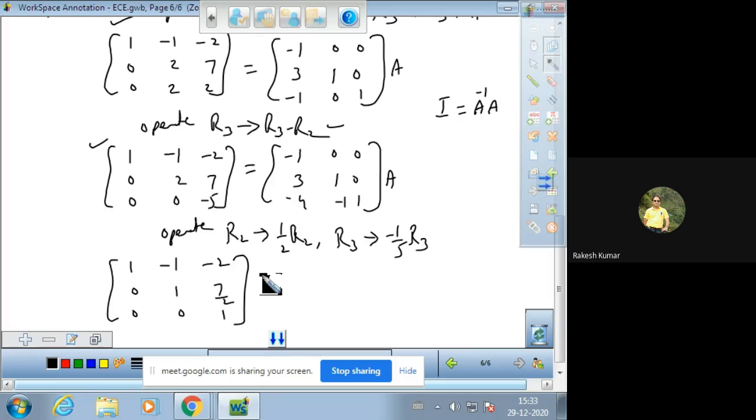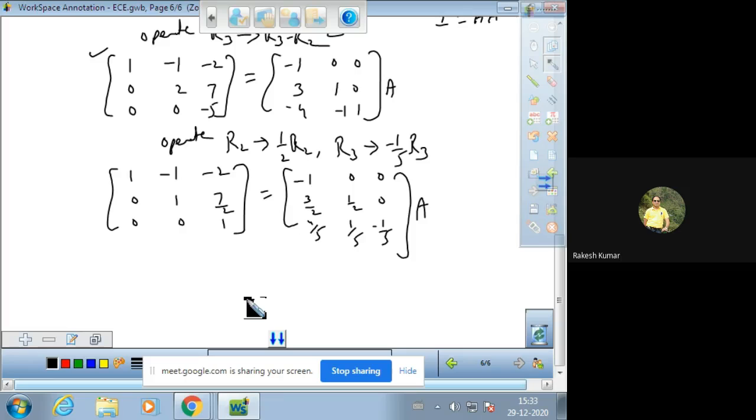So this is the matrix which you will get, and on the right hand side you will get -1 0 0, this will be 3 by 2, 1 by 2, and 0, this is 4 by 5, 1 by 5, and negative 1 by 5, into A matrix.